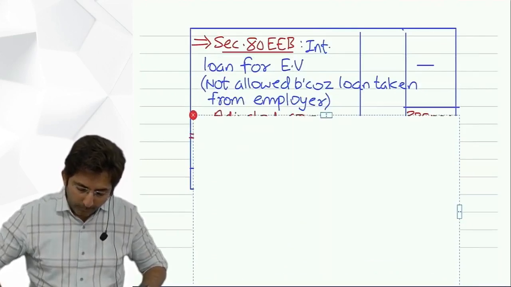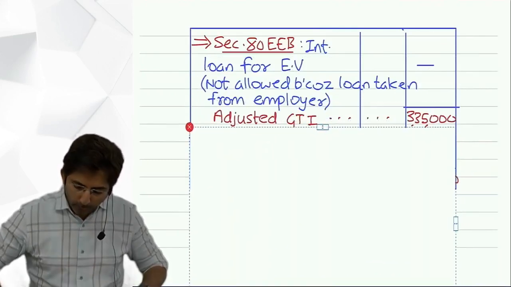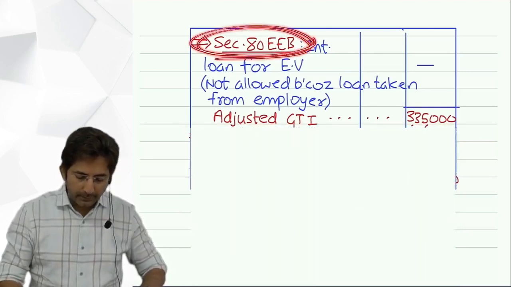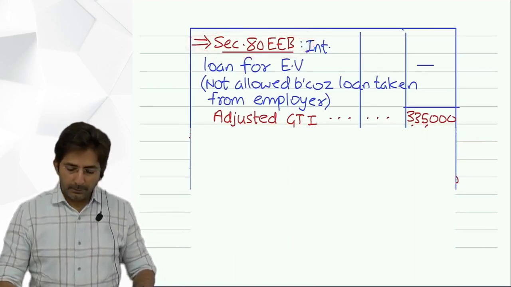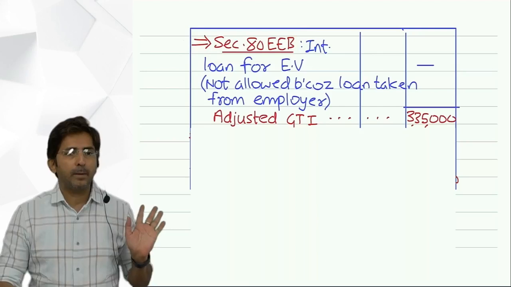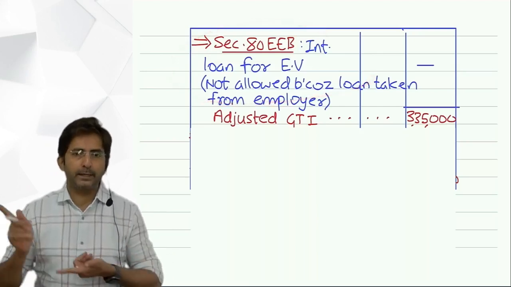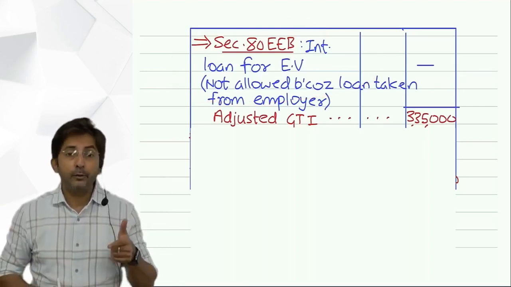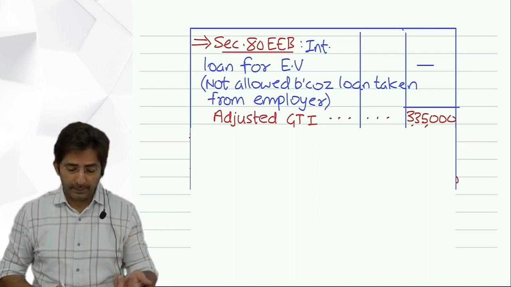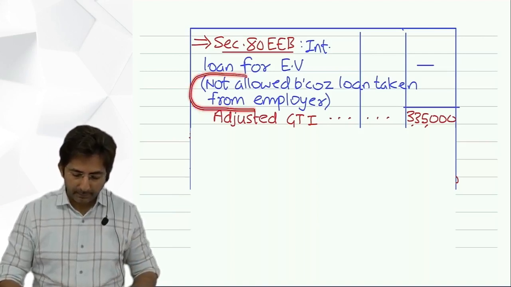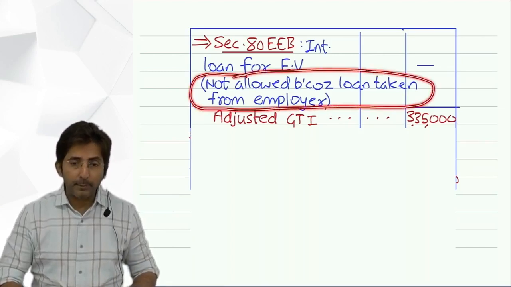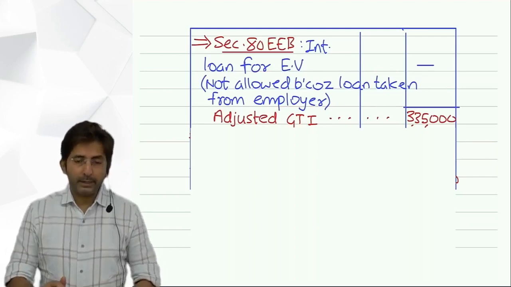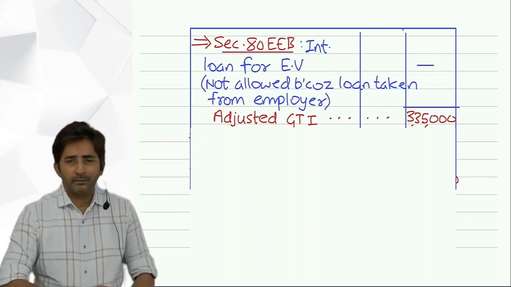For formality you can write this. You can also write a note for this. I am talking about 80 double EB. Double EB just for the sake of formality. Because if you don't write here, you will have to write a note. You cannot directly ignore and move on. Why did you ignore? You have to explain. See, I have written in bracket, not allowed because loan taken from employer. Alternatively, you can write a note, but it's better you finish here only.